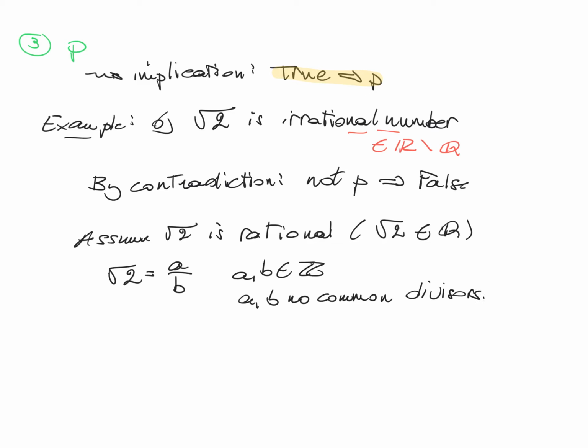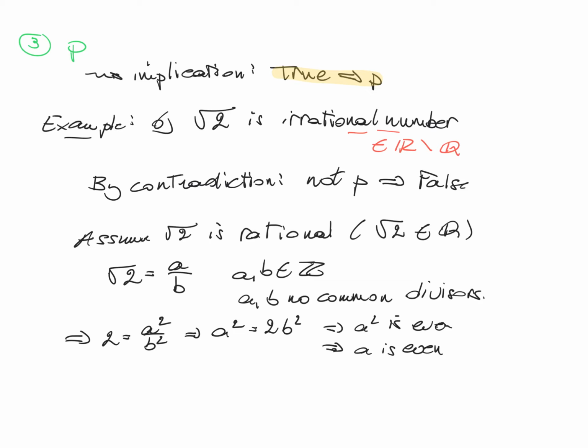If the root of 2 is a over b, this also means that 2 is a squared divided by b squared, or a squared is 2 times b squared. So this means that a squared is even, and we've shown before that if a squared is even, then also a is even.